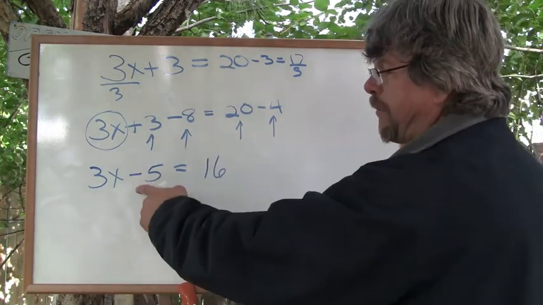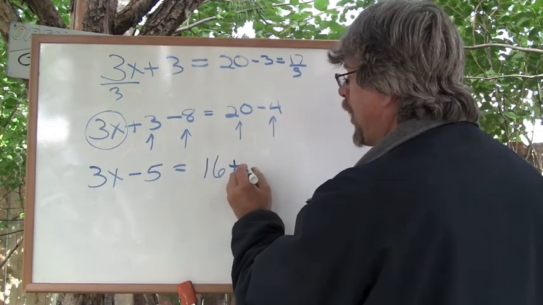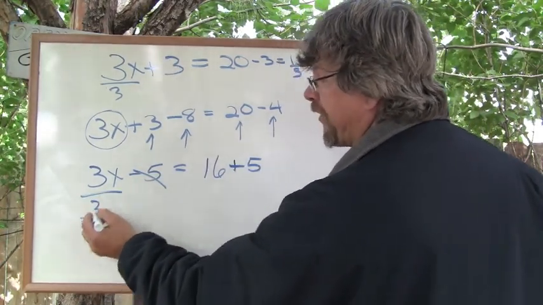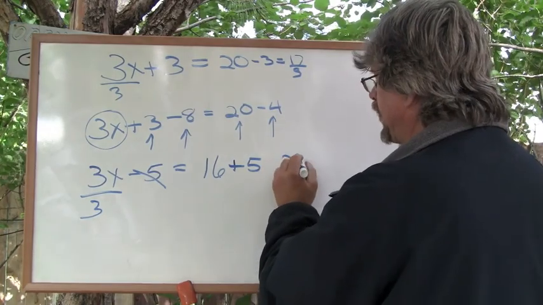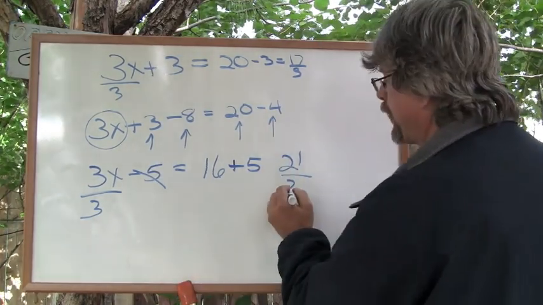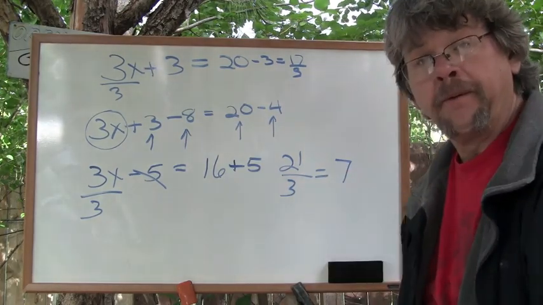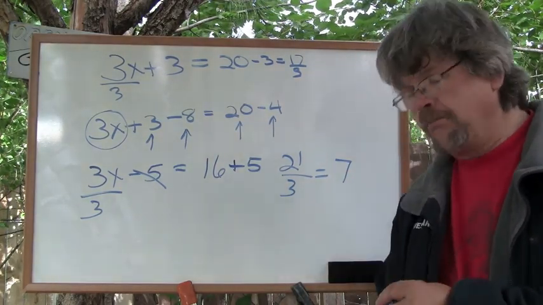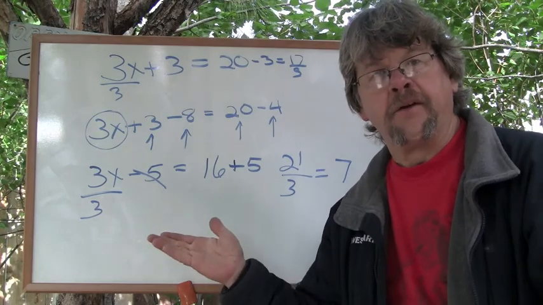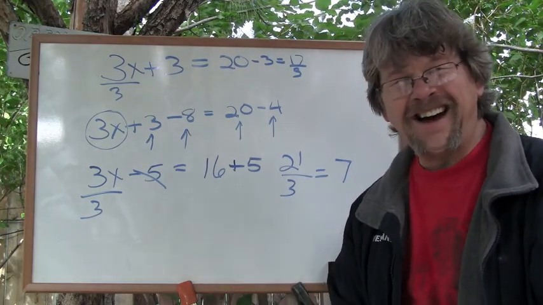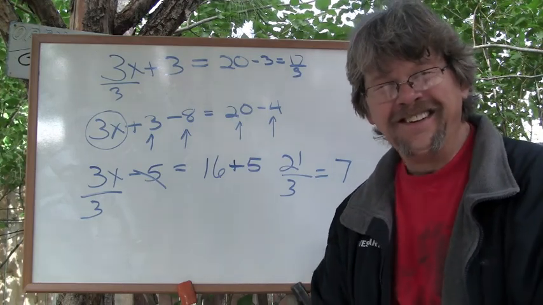3x minus 5. Someone took away 5 from this. We want to add the 5. That will eliminate that. Then we divide by 3. 16 plus 5 is 21. You divide by 3. 3 goes into 21 7 times. So you see, more complex, yes. More difficult? Not at all. And that's great news, isn't it?